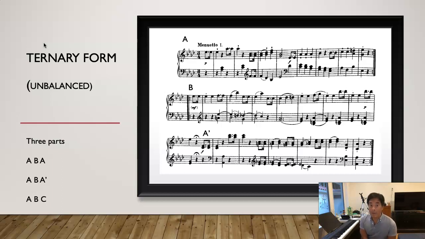So I'll go ahead and play this. And what you might notice here is that the return to A is a little bit shorter than the original A. It's a little bit different. So I'm going to call this A prime. But this does look like 3 distinct sections. So we'll call it ternary.